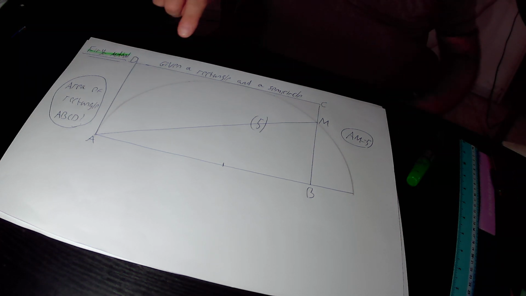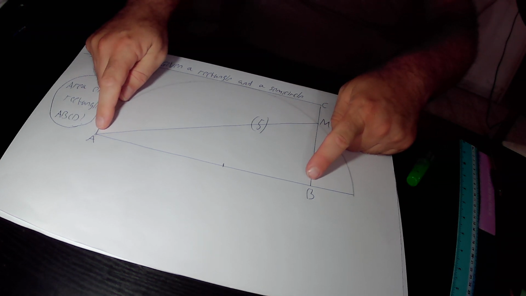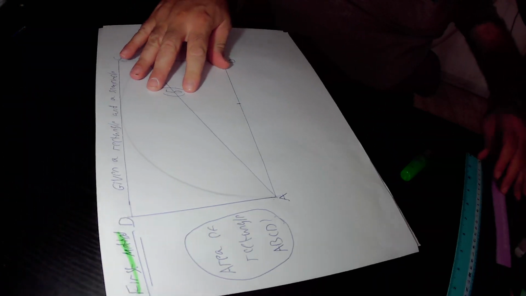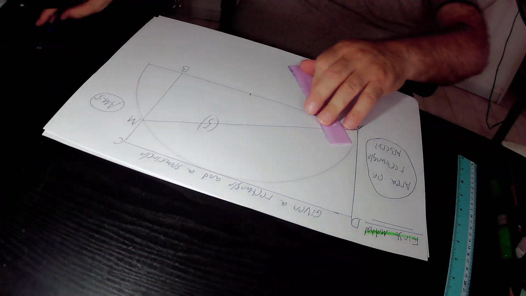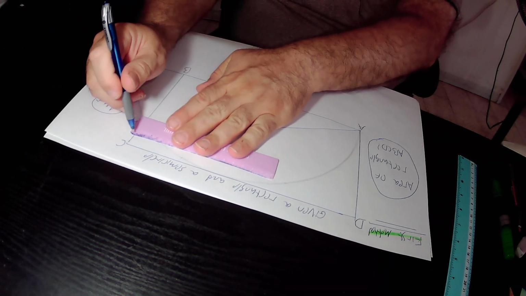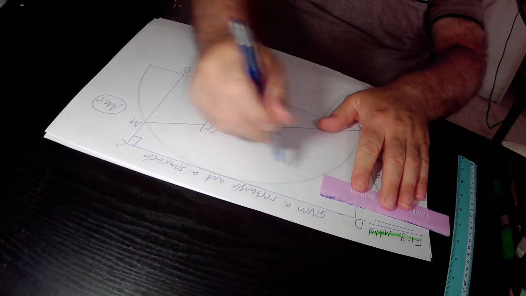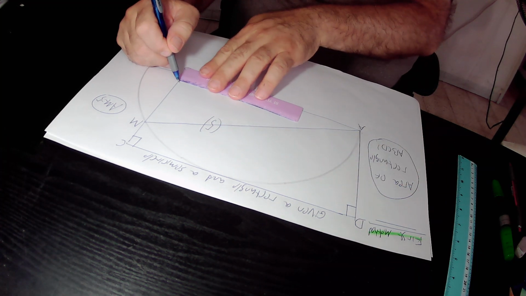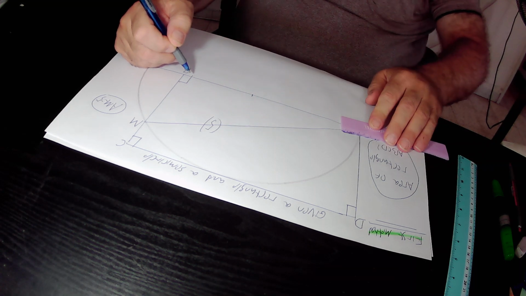Because ABCD is a rectangle, all 4 angles inside rectangle ABCD are right angles. So actually, this is a right angle. This is also a right angle. This is a right angle. And this is also a right angle.